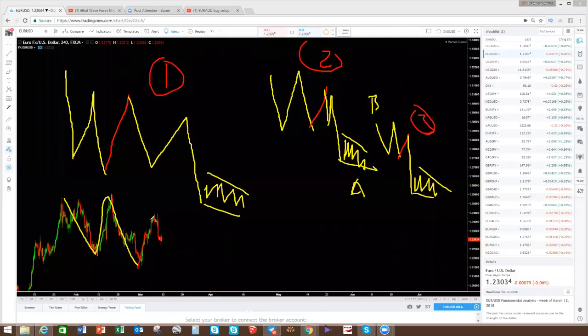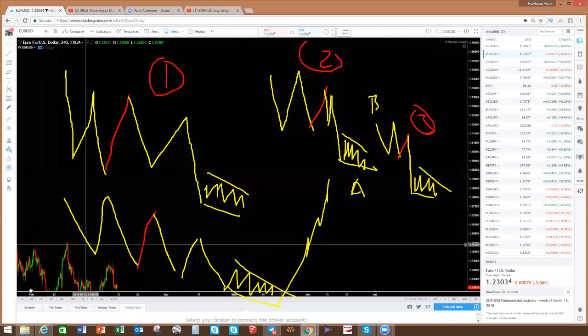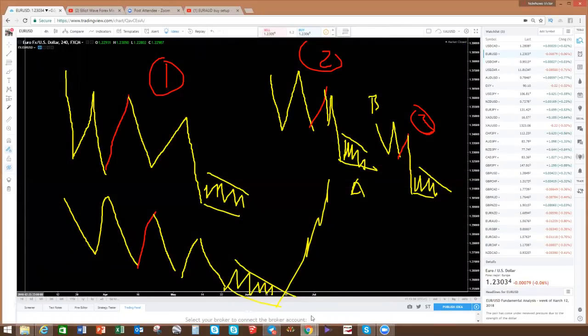Here it is. After that pullback, what do we expect? We expect a move down, a pullback, a move down, the pattern to slow down. After that pattern slows down, we're expecting that wave 5. Okay, let's take off the chart. Do you see that all of these are exactly the same? This is exactly the same. This is what I mean by fractals.